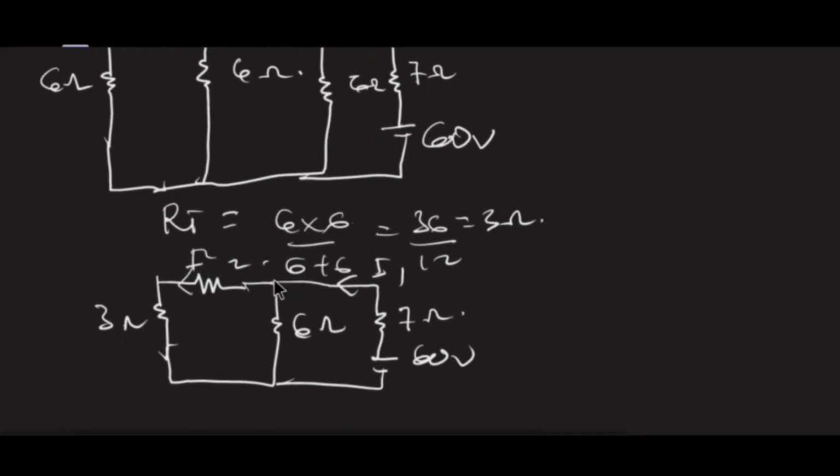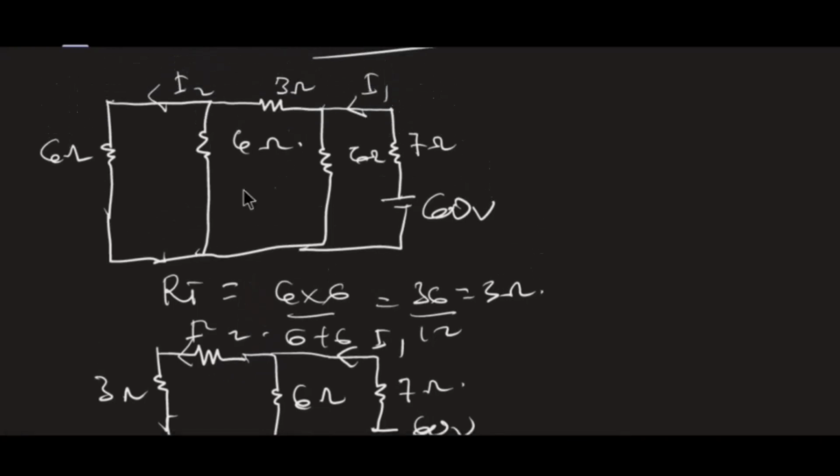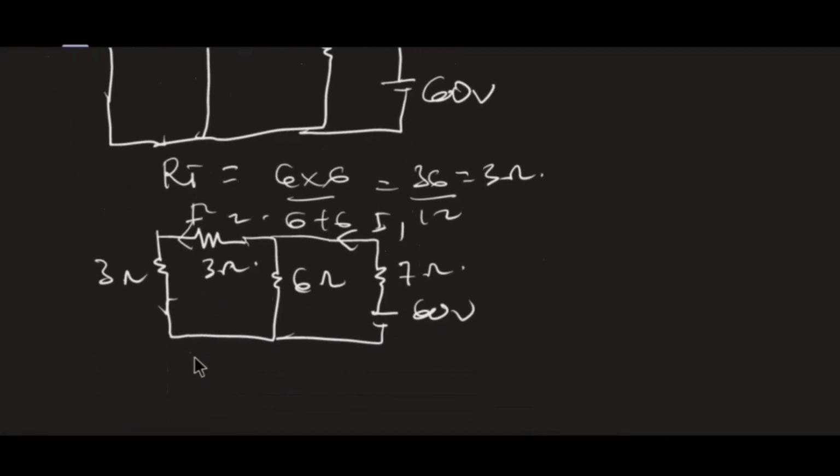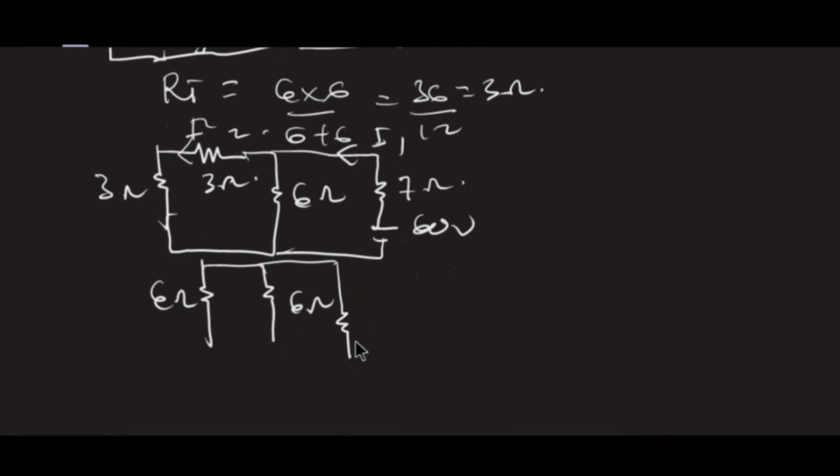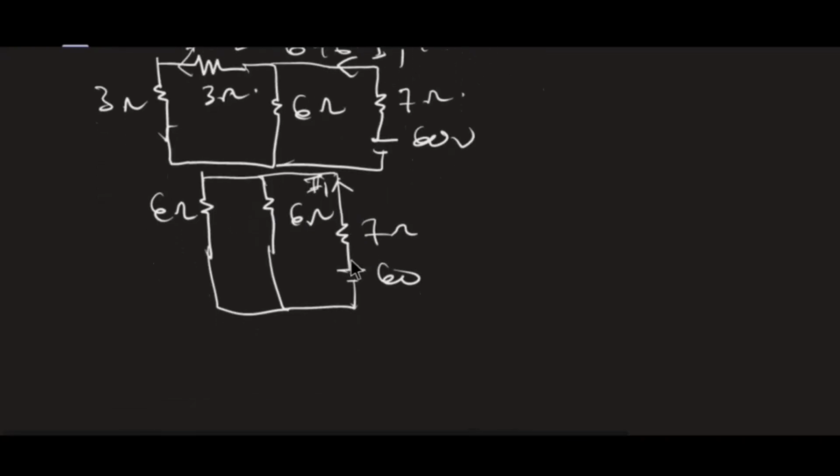So let's see. 3 ohms here is now in series with my 3 ohms here. So 3 ohms and 3 ohms give me 6 ohms, so I'll get another 6 ohms, then another 6 ohm here. Then it will finally move into the 7 ohm to my 60 volts like this. Then my I1 is here. We are interested in I1, that is why I'm not focusing on I2. So once I get my I1 like this, we are going to get this and this to be in parallel.